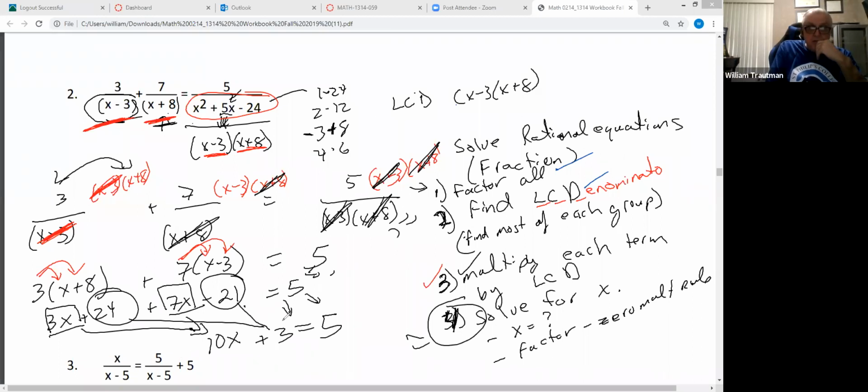All right, so now I just need to take the 3 to the other side and the 10. You always take the add and subtract to the other side first. Minus 3, minus 3. 10X equals 2. 5 minus 3 is 2.